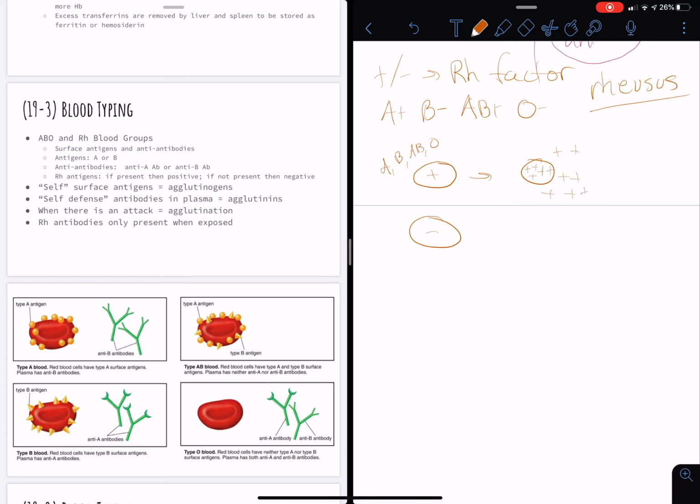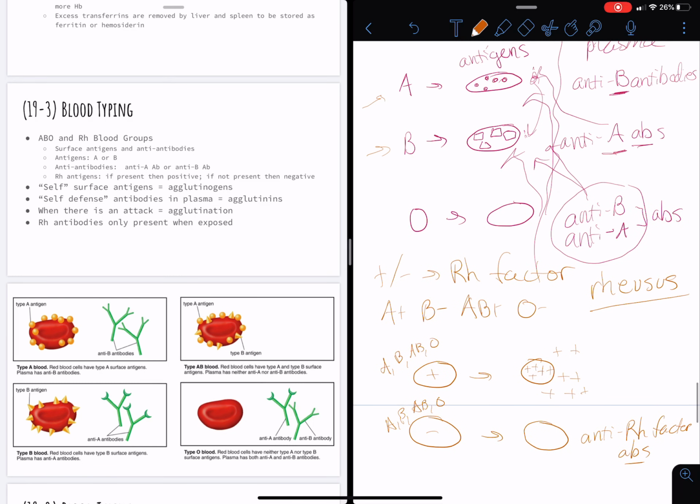And then if you're negative, so if you're A or B or AB or O negative blood type, then you're not going to have any of this on the red blood cell. And likely, if you've ever been exposed to the Rh factor, you're probably going to make some anti-Rh factor antibodies just to protect yourself. Okay, so hopefully this all makes sense.